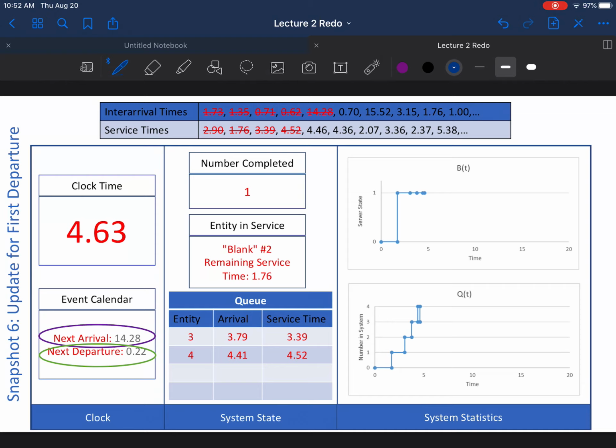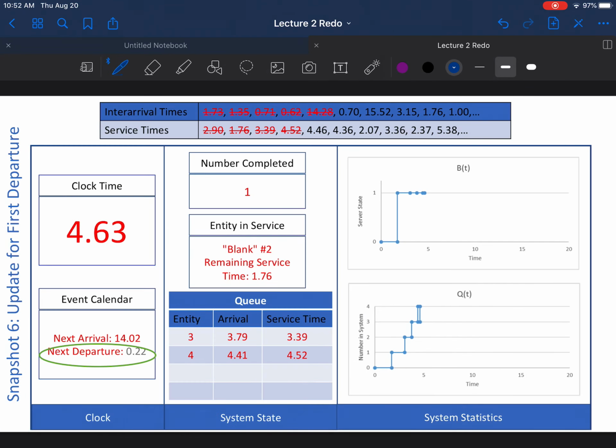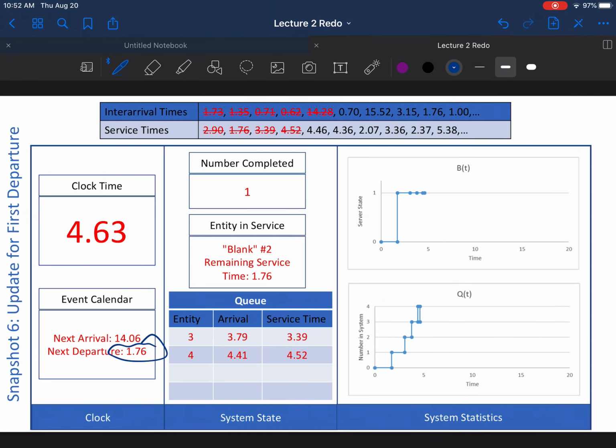Now we think about the next arrival time. We've waited a little bit for that next arrival, so we reduce that next arrival time by the 0.22, and it goes down to 14.02. Then we have to think, what happens next? What happens next is a departure, and a departure is going to come from that 1.76, right? That 1.76 is going to be the next departure time. And so that concluded snapshot 6.